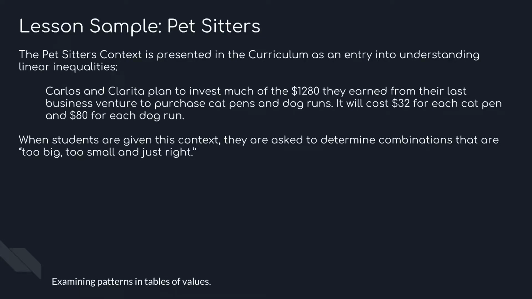Carlos and Clarita plan to invest much of the $1,280 they earned from their last business venture to purchase cat pens and dog runs. It will cost $32 for each cat pen and $80 for each dog run. When students are given this context, they are asked to determine combinations that are too big, too small, and just right. And we're going to be taking this approach through the video.